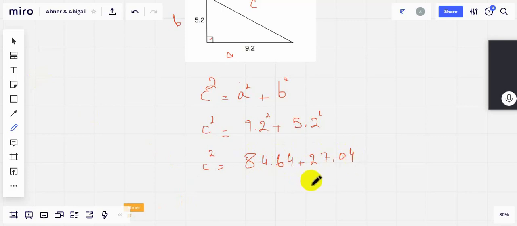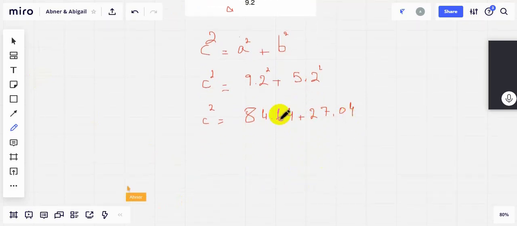Now let's add them. 4 plus 4, 8; 6 plus 0, 6; 7 plus 4, 11, 1 carried; 8 plus 2, 10, plus 1, 11. So that will be 111.68. So c squared equals 111.68.